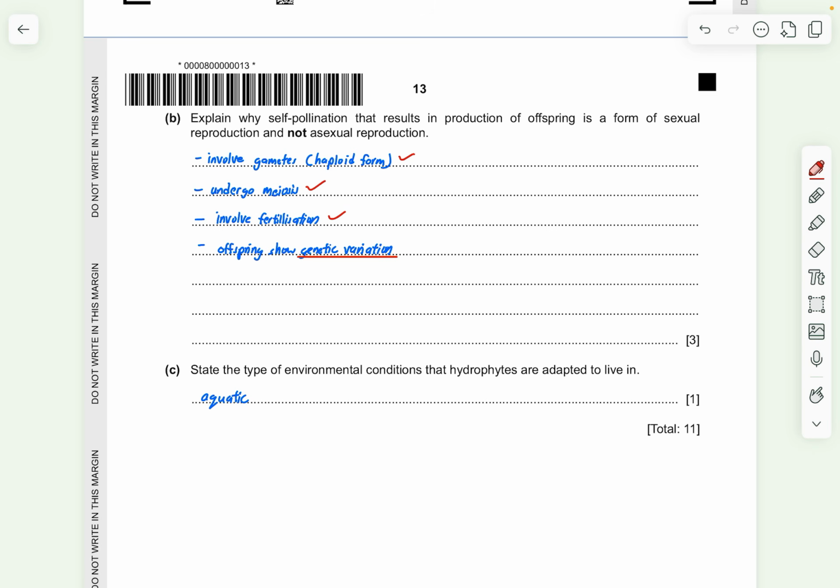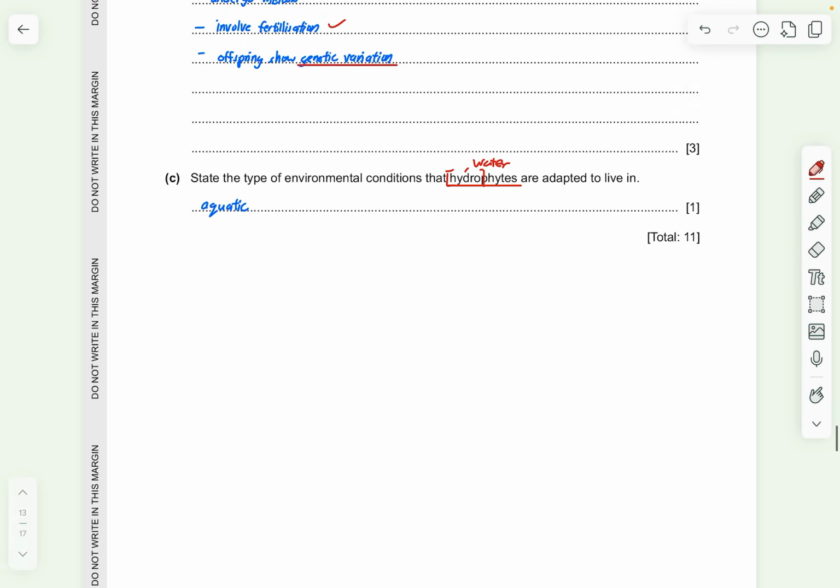Okay, now for part C, state the type of environmental condition that hydrophytes are adapted to live in. So the clue is already in the word hydrophyte. If you know that hydro means water, just put aquatic, because hydrophyte means they can live in water, which makes sense a little bit more, right? So yeah, that's why it's called a hydrophyte for a reason.